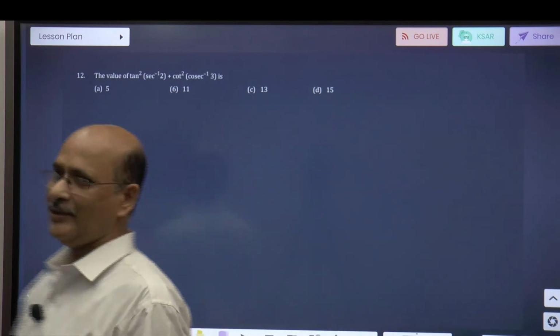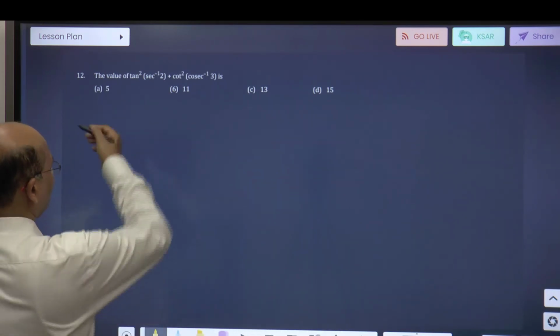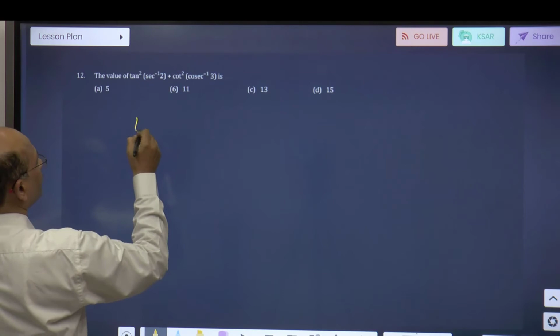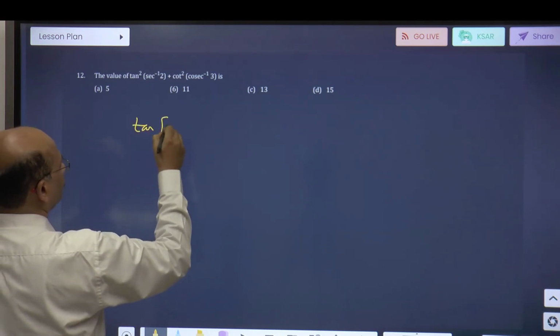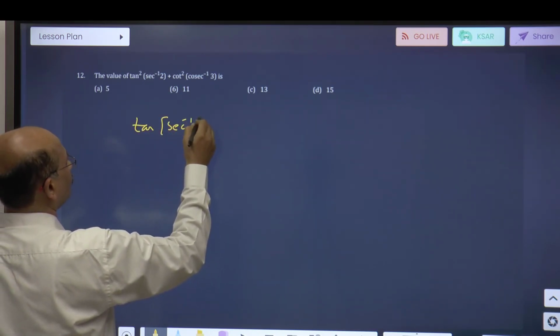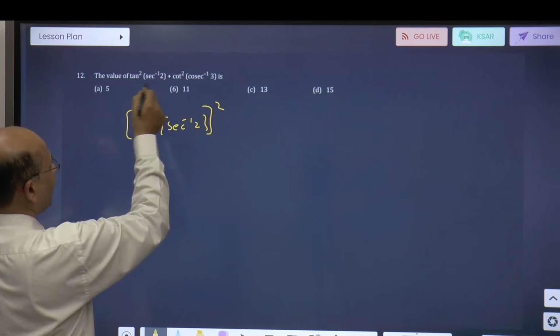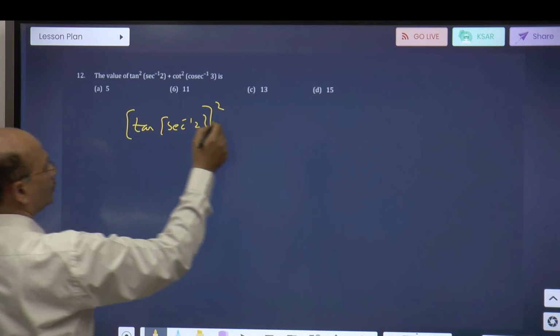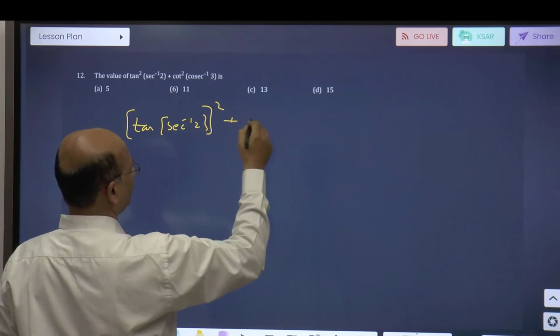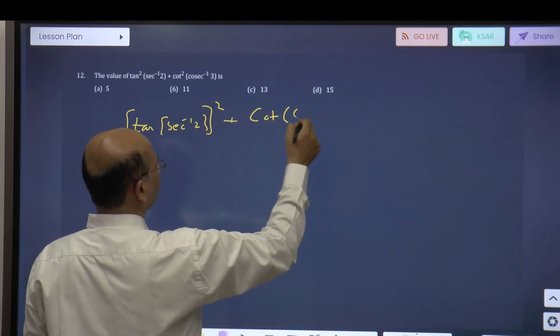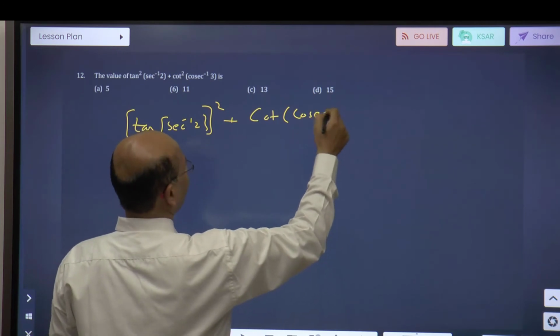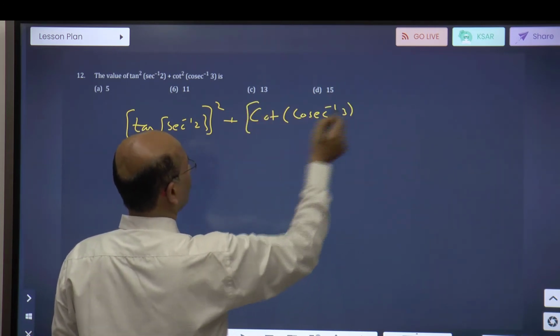Oh God. Again, value based sums. I have no issue at all. Simple working. Let us see this. So this will become tan of sec inverse 2 whole square, because it is tan square theta. This is the angle. Tan square theta, I can write tan theta whole square, plus, I am just making my work easier, this is cot of cosec inverse 3 whole square.